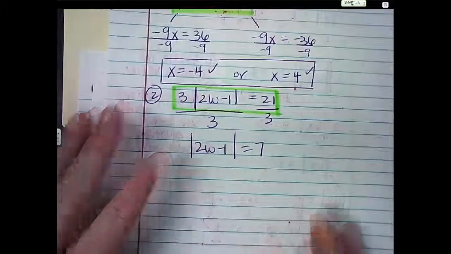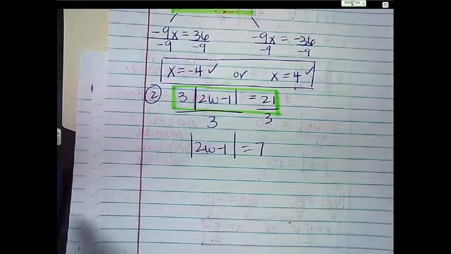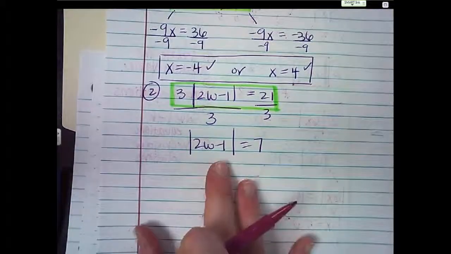So we're going to divide by 3. Absolute value of 2w minus 1 equals 7. Now it's by itself, so what do we do?